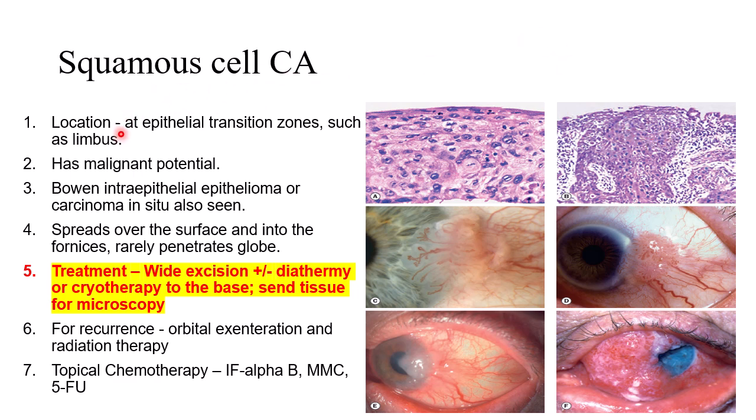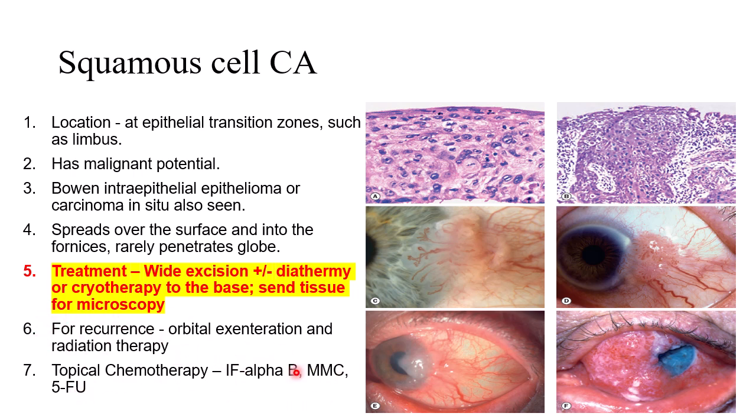Squamous cell carcinoma is usually located at transition zones such as the limbus. Malignant potential is there. It includes Bowen intraepithelial cancers also. It spreads over the surface and into the fornices, but it does not have a vertical penetration into the globe. Treatment is wide excision. You have to take 2 mm, 3 mm margins of normal tissue from the tumor, and do diathermy or cryotherapy to the base to avoid recurrences. You have to send the tissue for microscopy. For recurrences, orbital exenteration and radiation therapy, because it can metastasize.